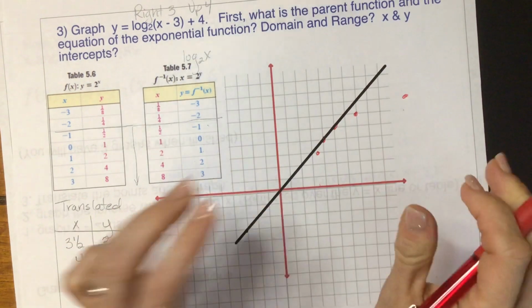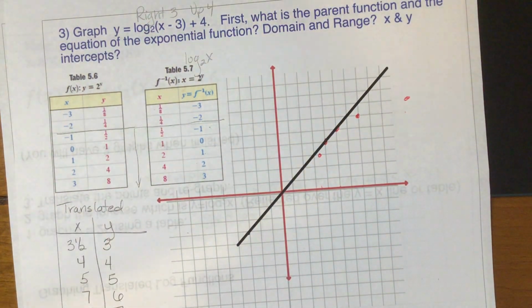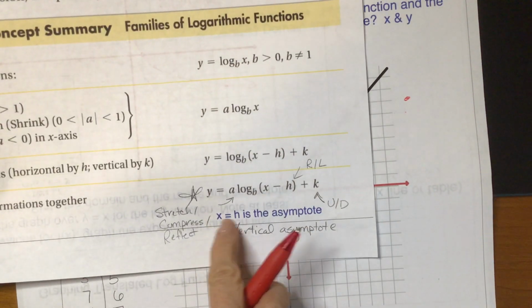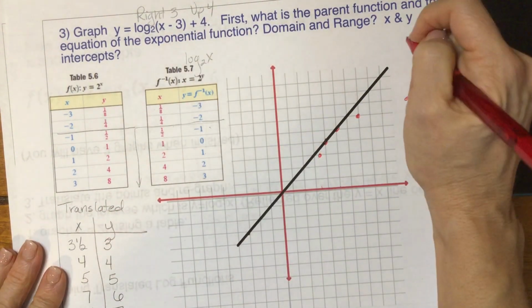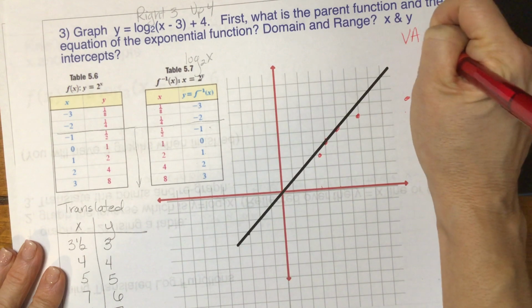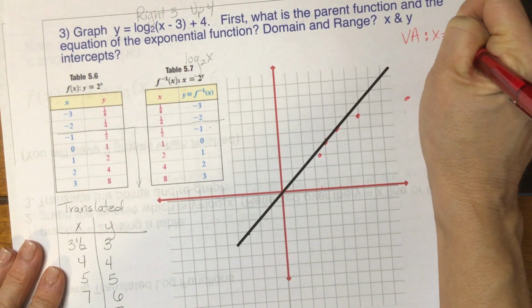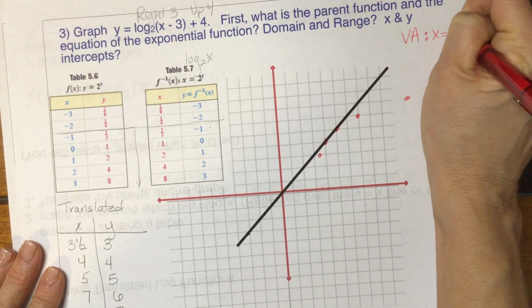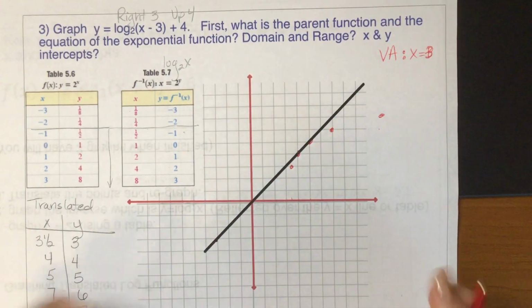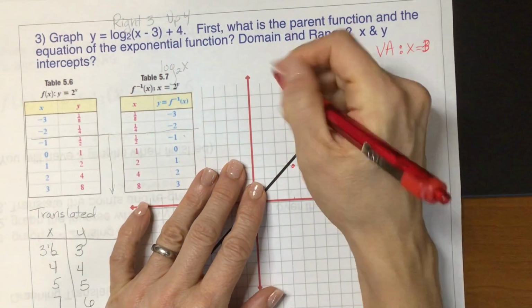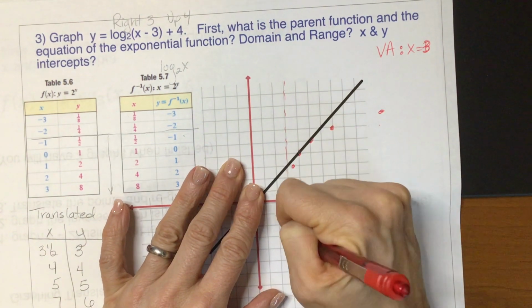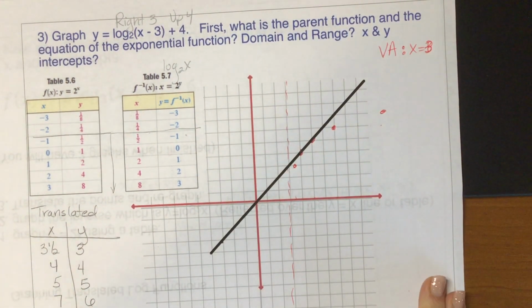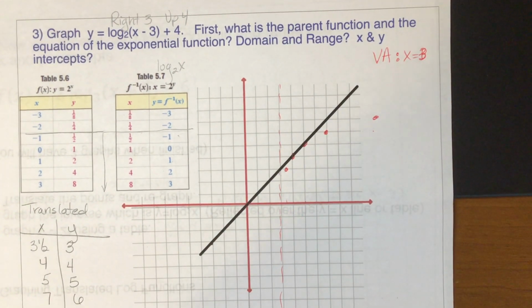growing down. Now remember, if we go back one slide, what's my vertical asymptote? Well, it's the h value. So my vertical asymptote here is x equals 3 on that. And so I want to put that dash line in because with exponential functions, I never cross the horizontal asymptote. And with logarithmic functions, I never cross the vertical asymptote.